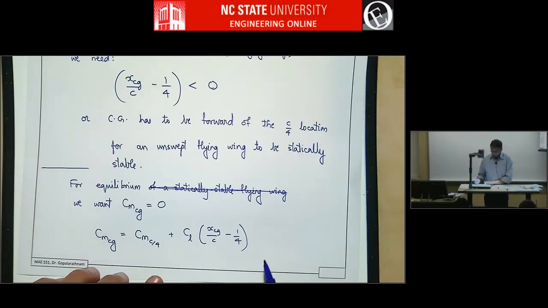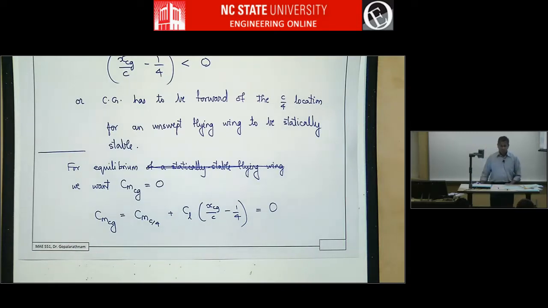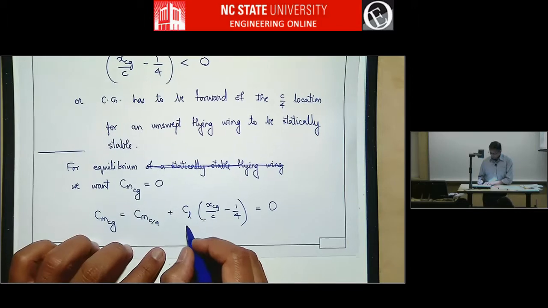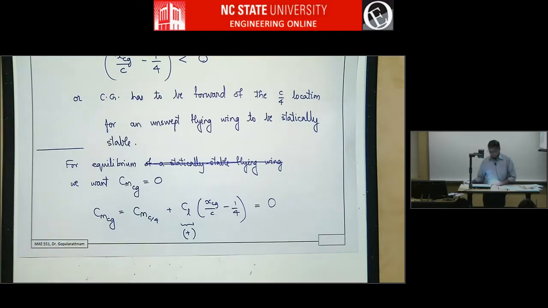And this has to be equal to 0. Otherwise, you're not flying in equilibrium. Now, most of the time we want to fly at positive lift coefficient, right? For aircraft anyway, most of the time you're flying at positive lift coefficient. So this is positive. Lift coefficient is positive.